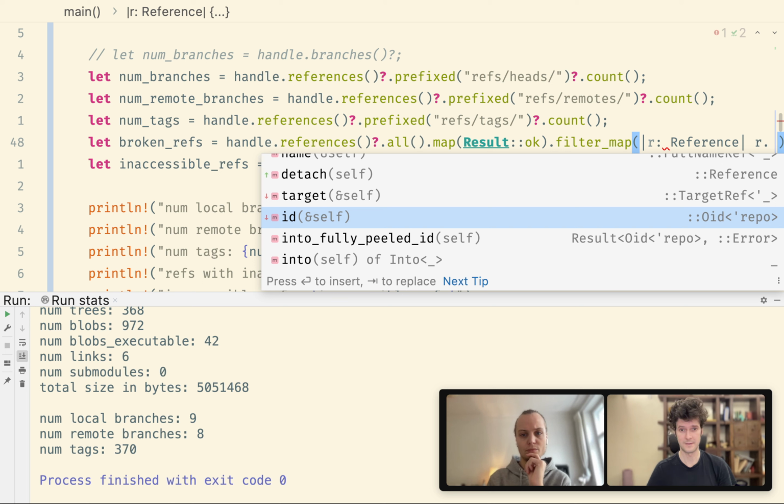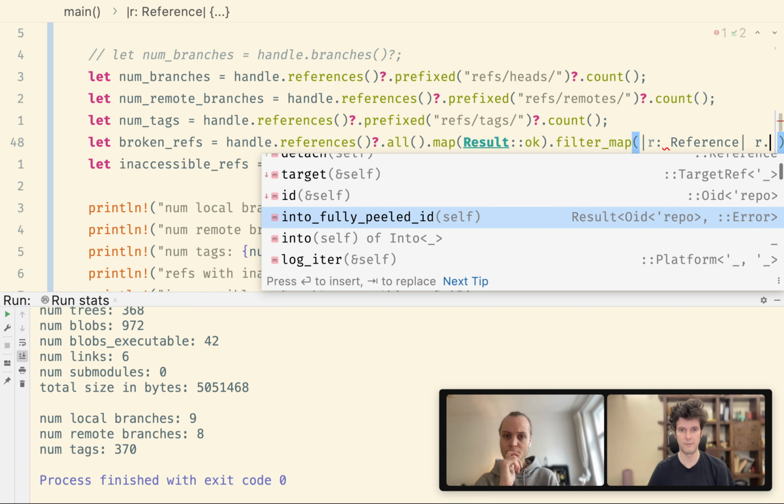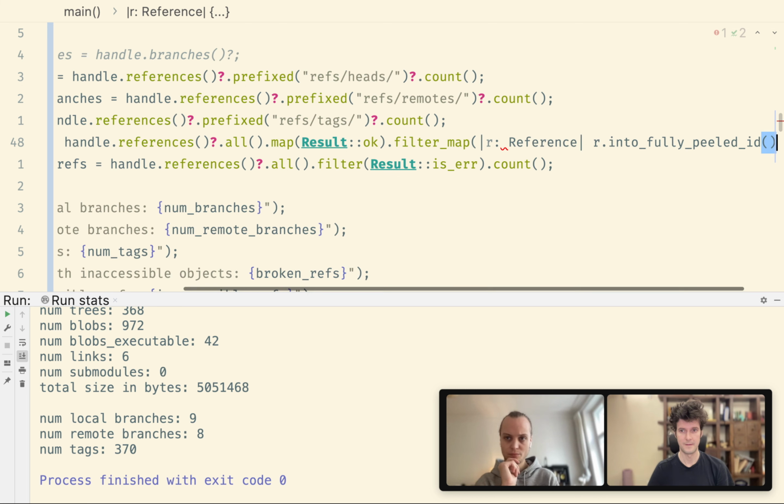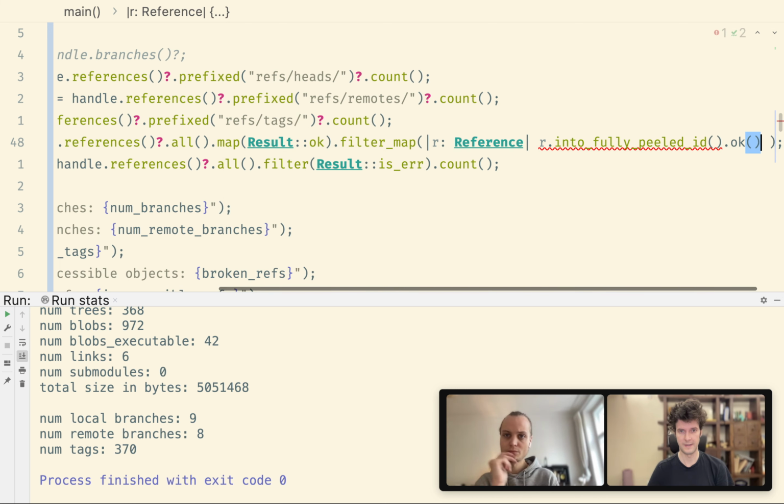Oh, that's interesting. That's a good one. That's the ID that you point to, but it could point to an object that exists, but that object might be a tag object, and maybe that tag object then points to another object that doesn't exist. So we have multiple levels of indirections to traverse potentially, and it could be wrong at the first, it could be wrong at a later one. So the most thorough checking is certainly this one, it's a fully peeled ID, because that traverses the whole thing.